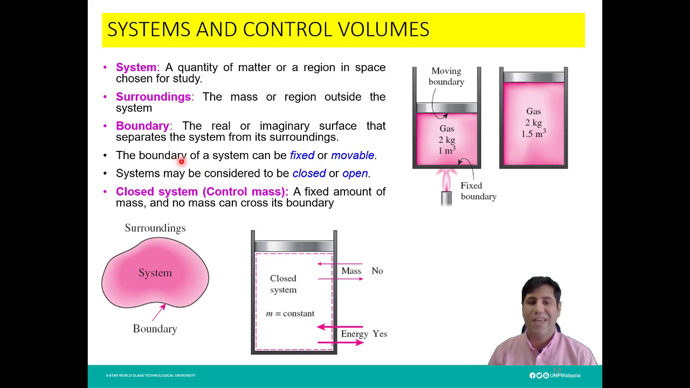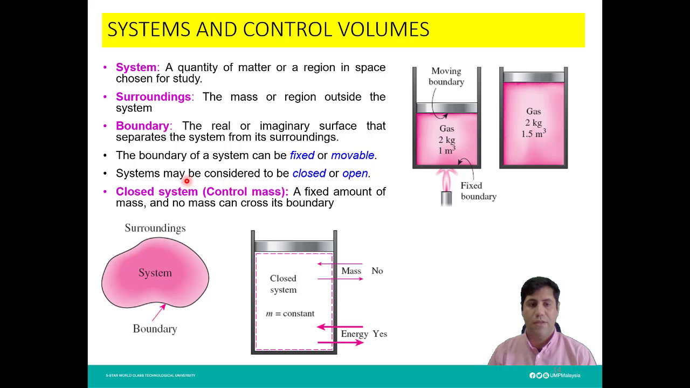And these boundaries can be fixed or movable. Here in this system inside the cylinder, you can see these valves actually are the borders of the system, and because this is a piston, it can move upward and downward. So this border is a moving boundary, but the other borders are always fixed. So we call them fixed boundary. So the boundary can be fixed or moving.